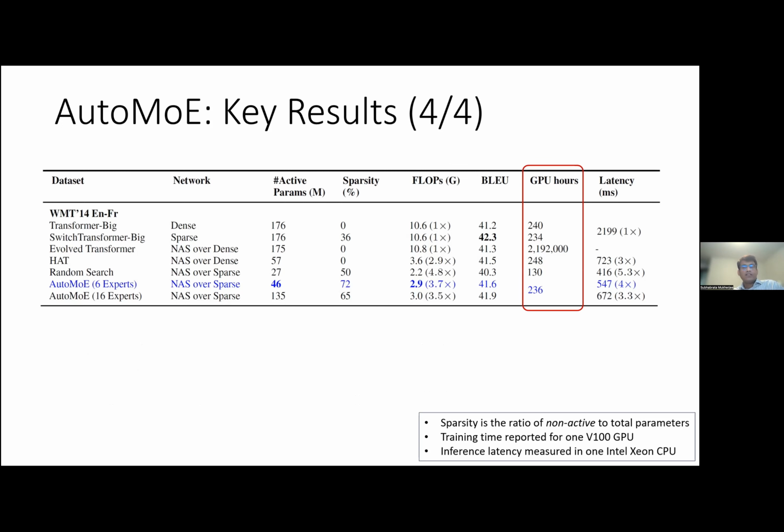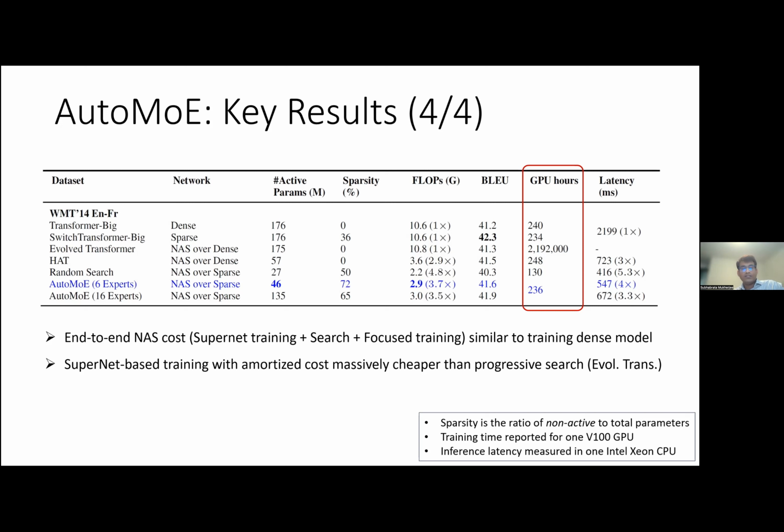Okay, the last thing to observe here would be the GPU hours. So again, this is the end-to-end NAS cost, which is the total of the SuperNet training, search, and focus training. And we see that again, this is 40,000 steps for each model. And we see that this is not really more than training a dense model from scratch.